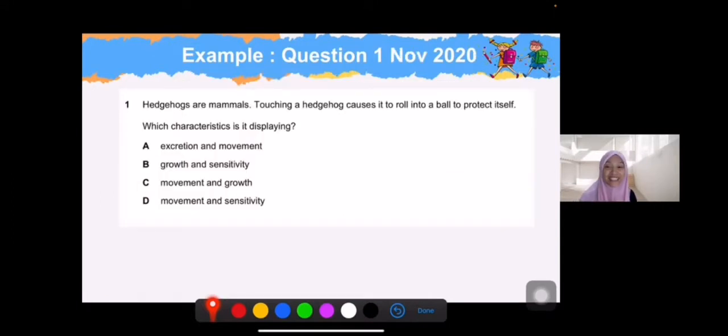Okay, next question. Hedgehogs are mammals. Touching a hedgehog causes it to roll into a ball to protect itself. Which characteristic is it displaying? Again, this is 1.1, characteristics of living organisms.